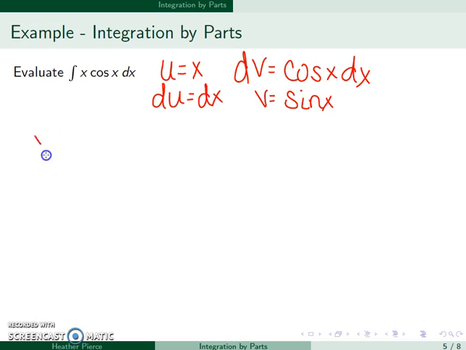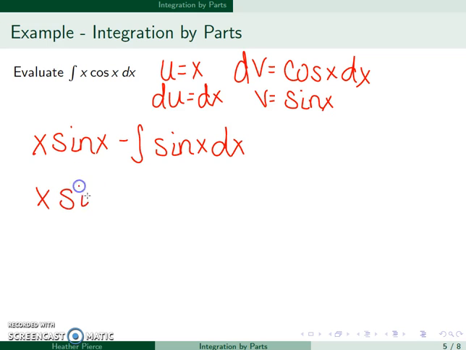So this is now u times v minus the integral of v du. And the integral of sine is much easier to evaluate. So this is x sine x, and the integral of sine is negative cosine, so plus cosine x plus c.